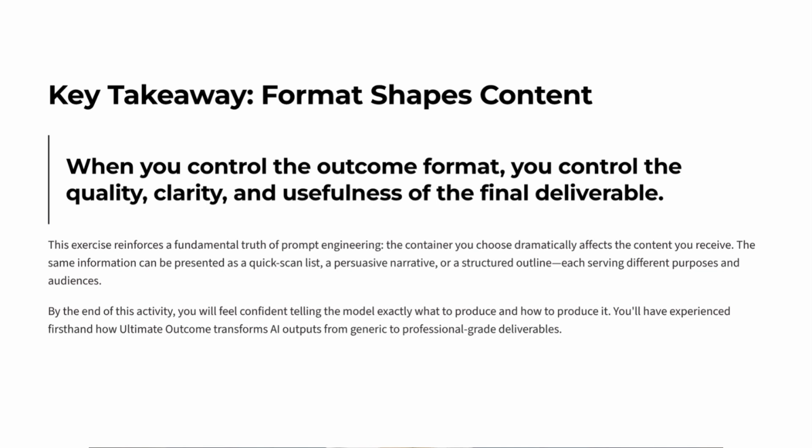This exercise reinforces a key truth of prompt engineering. Format shapes content. When you control the outcome format, you control the quality, the clarity, and the usefulness of the final deliverable. By the end of this activity, you will feel confident telling the model exactly what to produce and how to produce it.